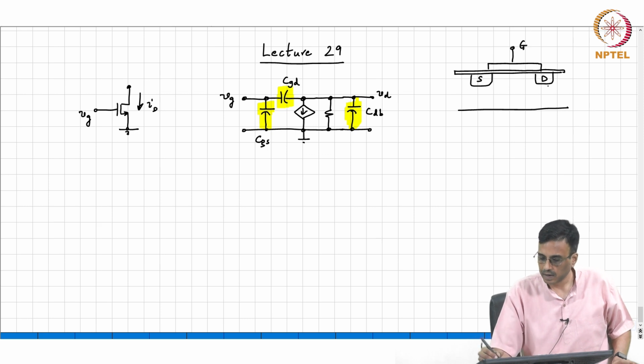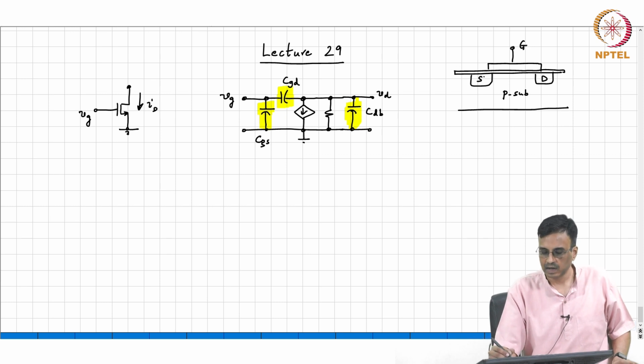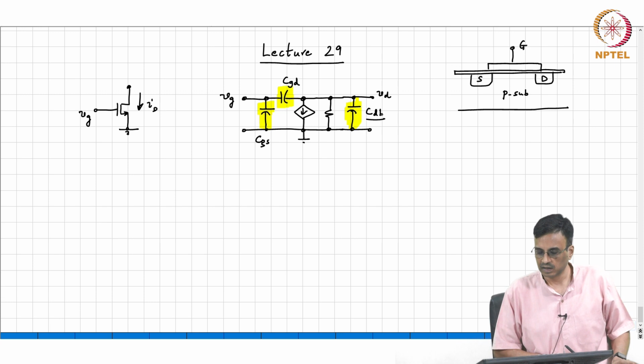Right, and for an N MOSFET, what kind of substrate do we use for the drain? P substrate. The drain and source are made with N plus. So basically you can see that between the drain and the substrate there is going to be a reverse bias diode. This is what CDB stands for: C drain to bulk.